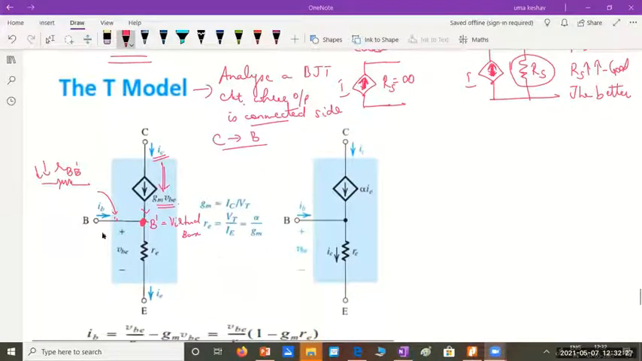Okay. So just see here. We have the input voltage between base and emitter, VBE. And I told you, when I consider the current flowing from collector to emitter, this current IC now becomes the emitter current IE.